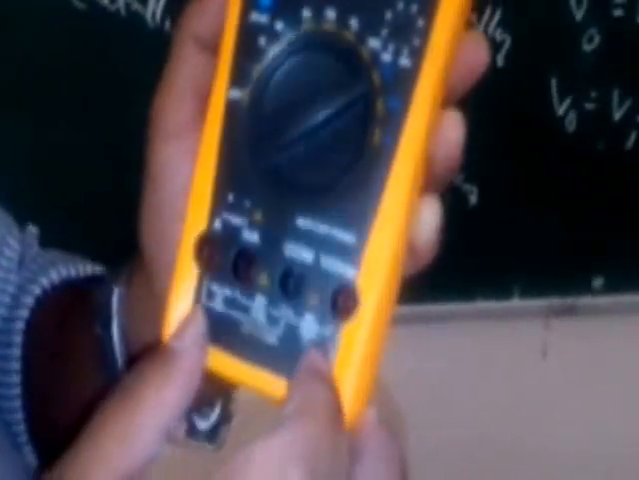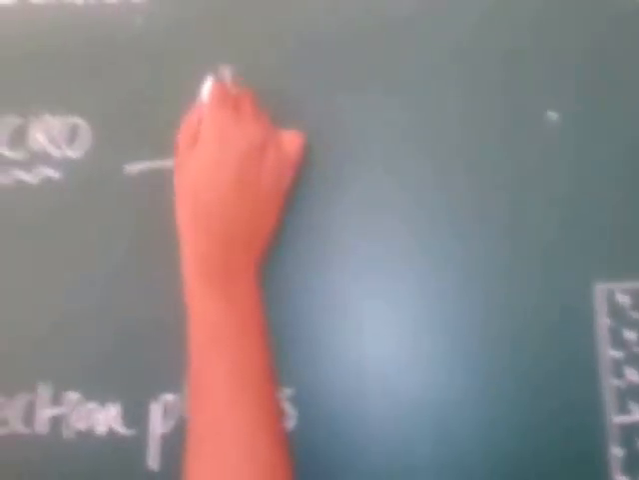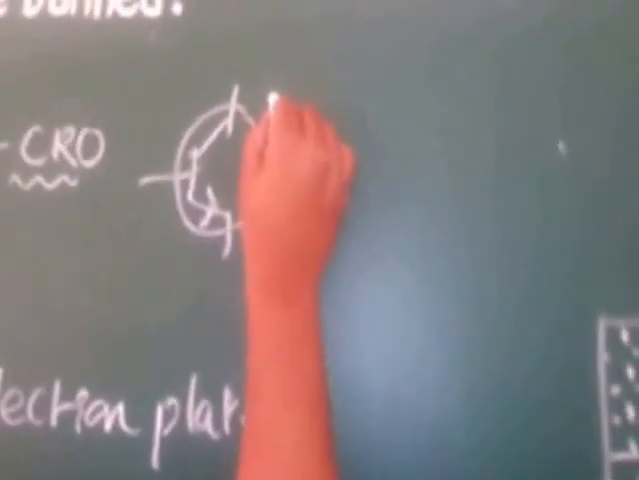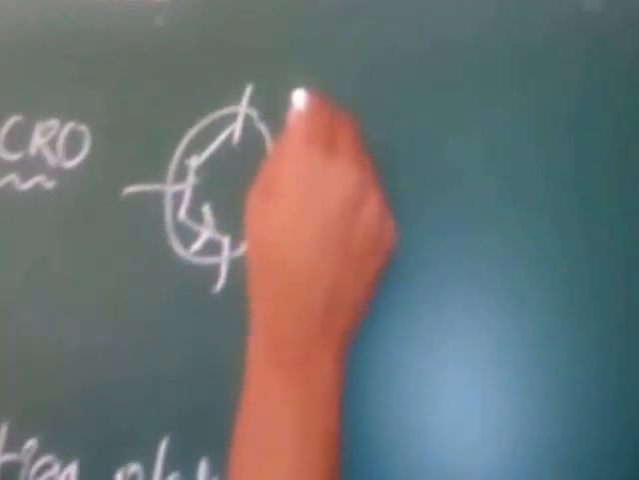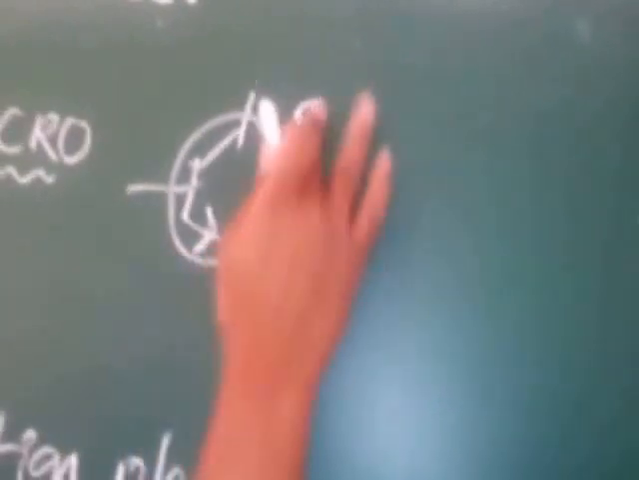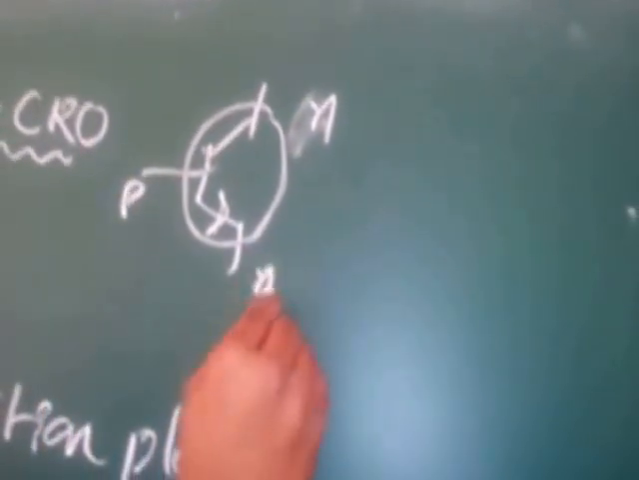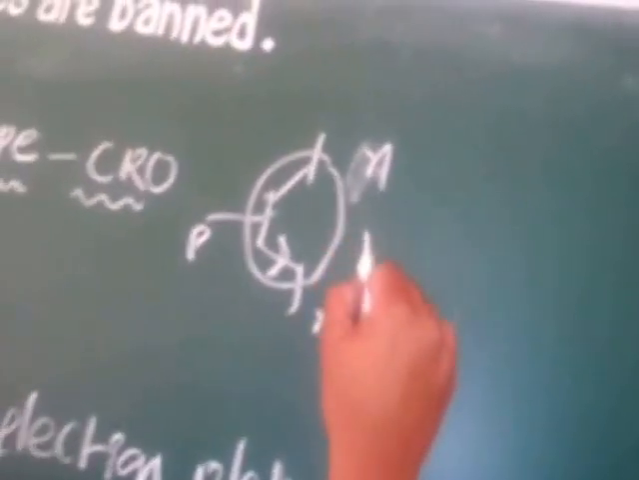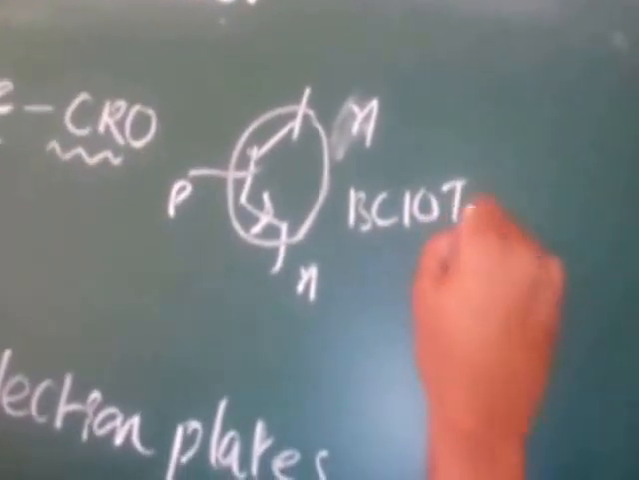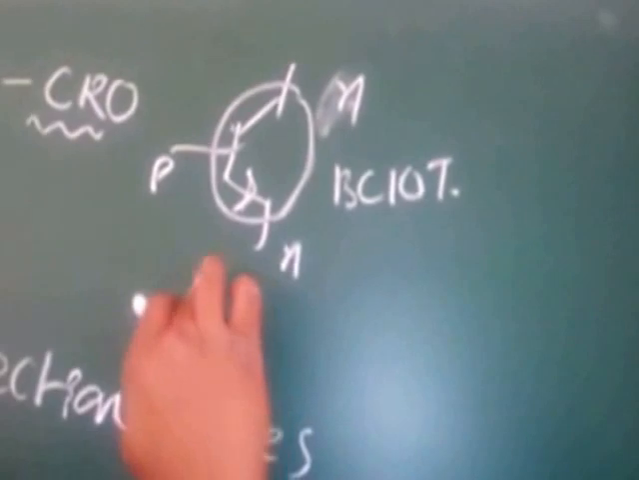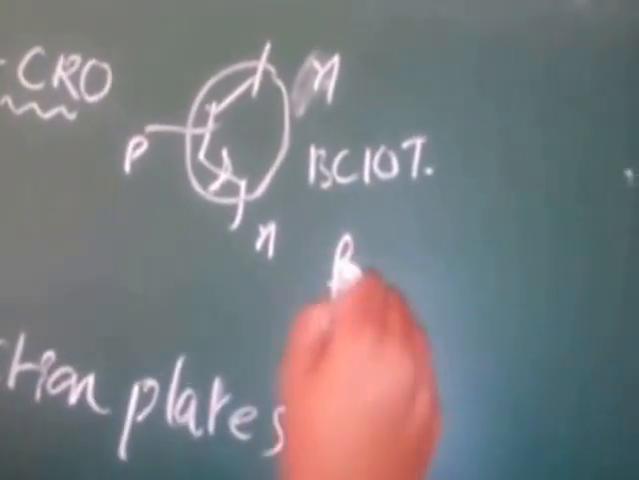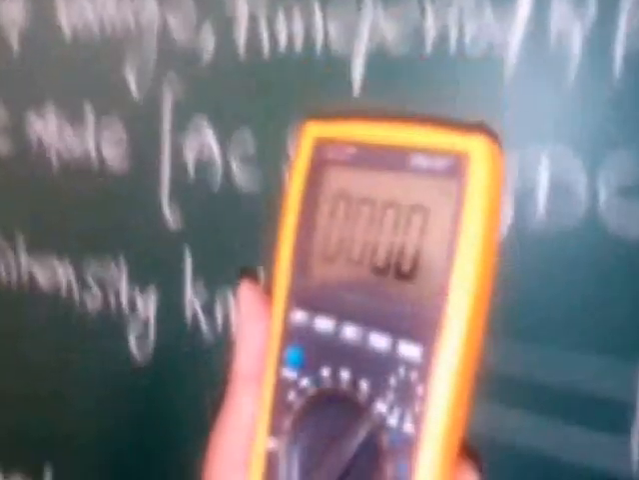Okay, the symbol is like this. If you take an NPN transistor, here one circle is also available. It is collector, P side, N type. Next base is P type and emitter is N type. This is the NPN transistor BC107, for example. So we can identify the current gain of this, that is the beta value, by using this multimeter.